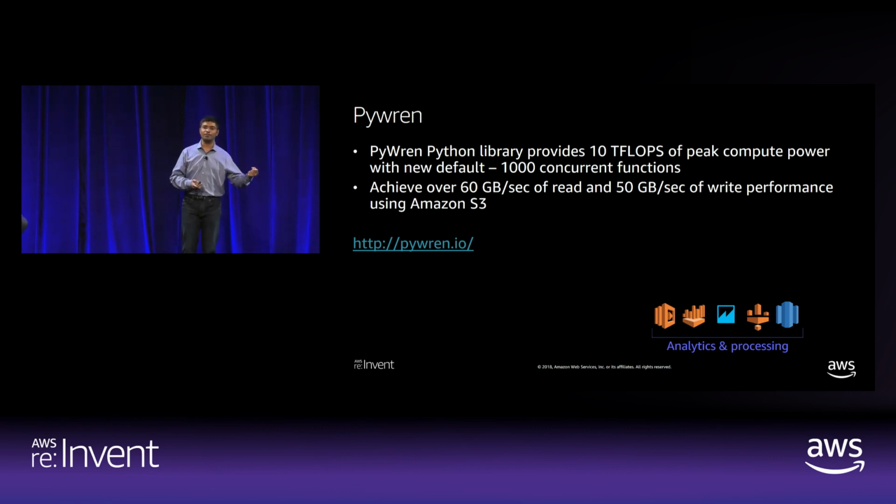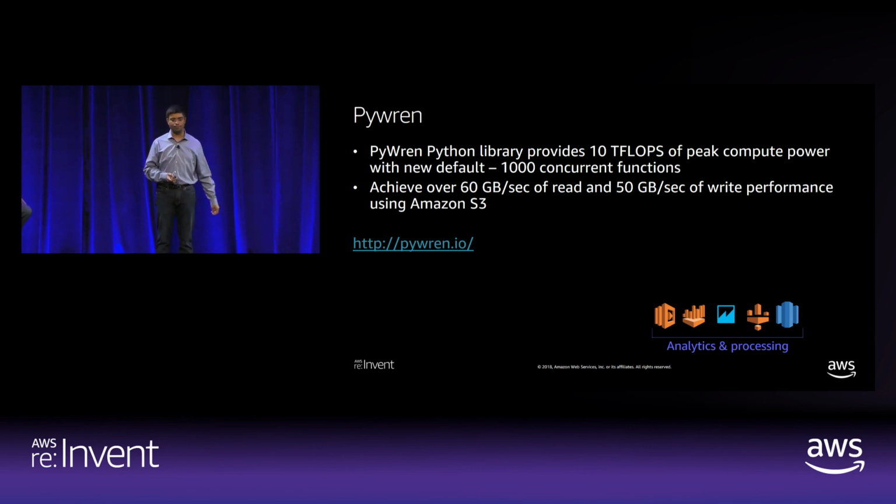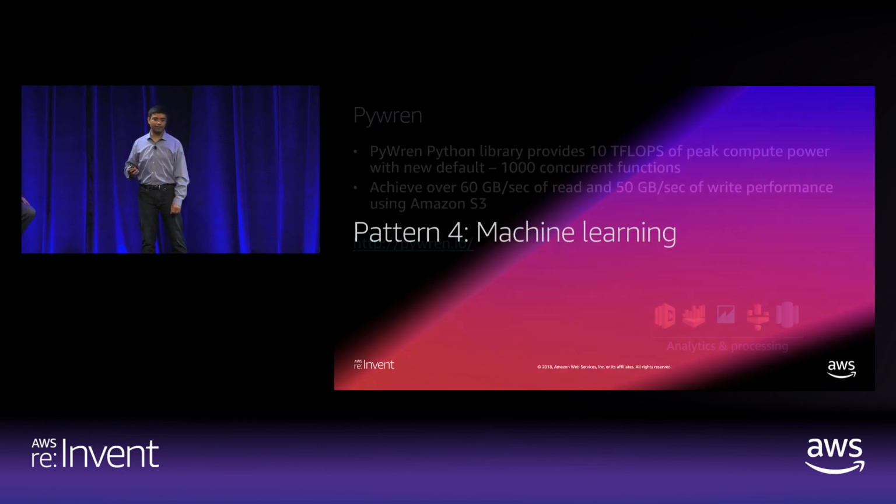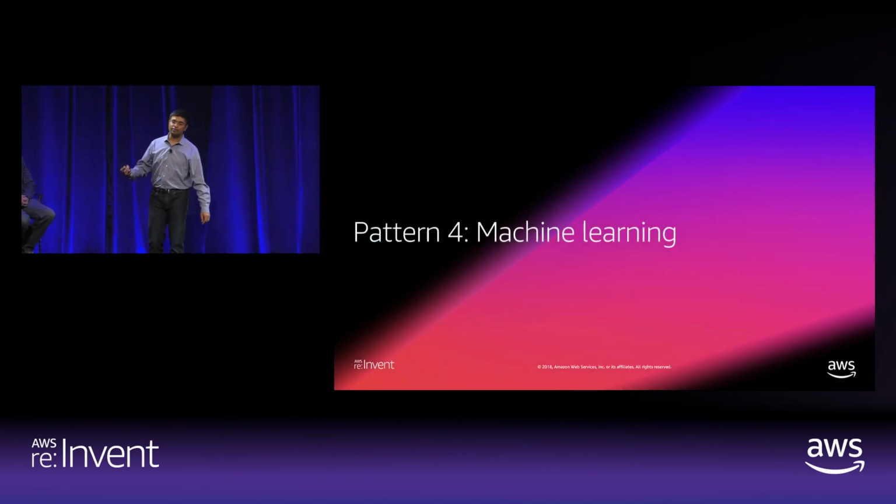For data-intensive apps, they also benchmarked that they could transfer data in at 60 gigabytes per second using the same 1,000 concurrent Lambda function invocations. So that's very fast, as well as a lot of compute. So that's it for Data Lake. Now let's see how you can make your apps smarter as a developer using the power of machine learning.